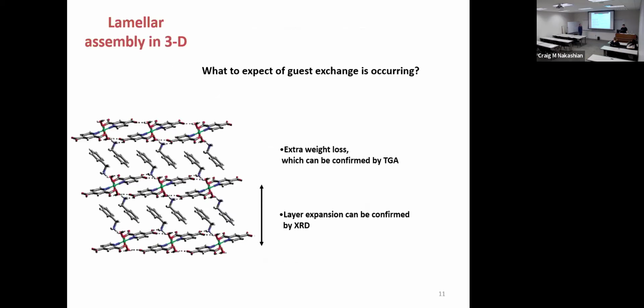All right, so we're getting close to Charles. Again, what can we expect if we place molecules inside of our frameworks? The 2 biggest things: we would see extra weight loss, in the form of the molecule we've added, that we will determine by our TGA. And then we can also confirm layer expansion through our X-ray analysis. So that's our 2 big things we're going to look at. So that's what we're going to show: X-ray data and TGA data.